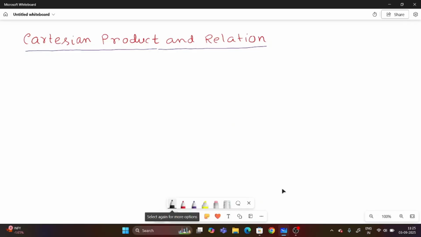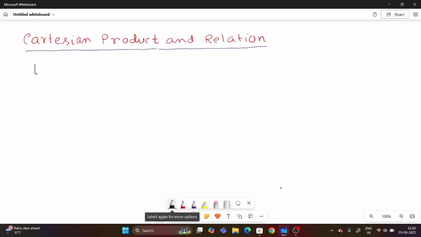Relation is a very important part of modern algebra, and to know relation, it is necessary to clear the concept of Cartesian product. So at first we are discussing about Cartesian product of two sets.